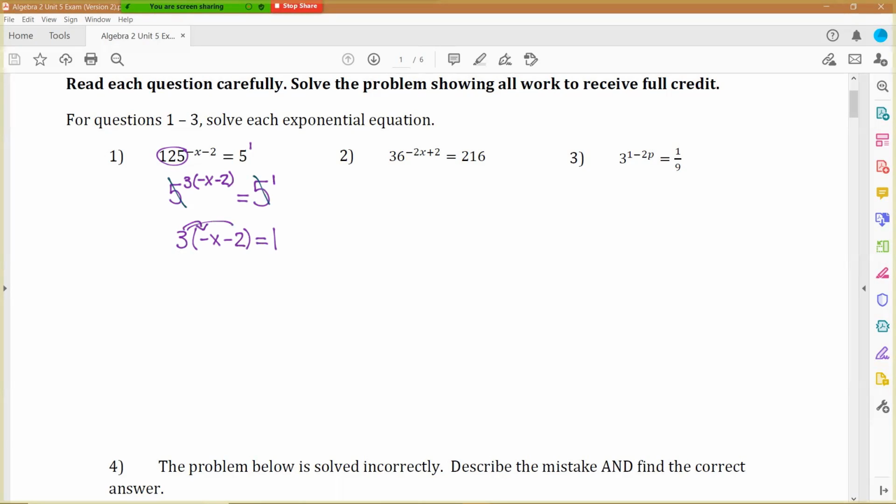Distribute the 3 to get rid of the parentheses, so negative 3x minus 6 equals 1. I would add 6 to both sides, so negative 3x equals 7. Divide both sides by negative 3, and x equals negative 7 over 3. We just move that negative to the top because we don't like it in the bottom of a fraction.